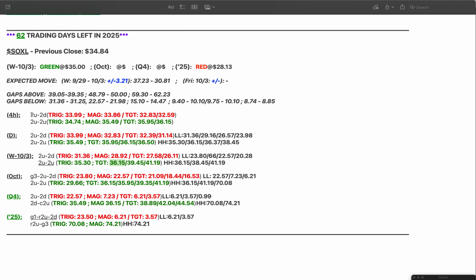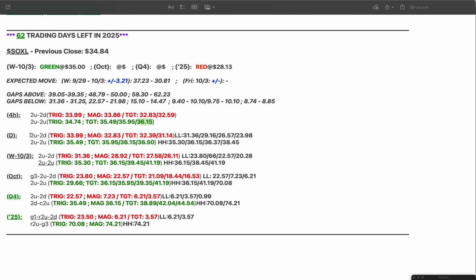But for the 4-hour perspective, again, we would have a 2 up, 2 down if we get price action to the downside, triggering at 33.99, magnitude of 33.86 with extended targets of 32.83 and 32.59. To the upside, we would have a 2 up, 2 up, so no reversal there. That should be a target, right? Because we don't have a reversal. That's a continuation pattern. Right, so we've got our targets of 35.49, 35.95, and 36.15. There's that magic number again.